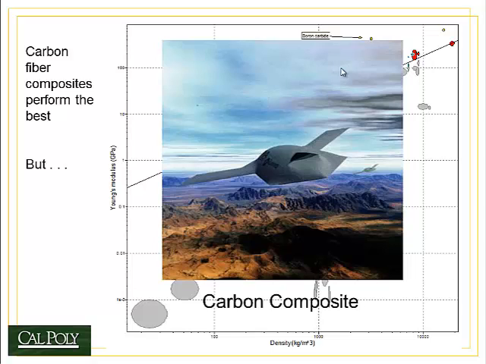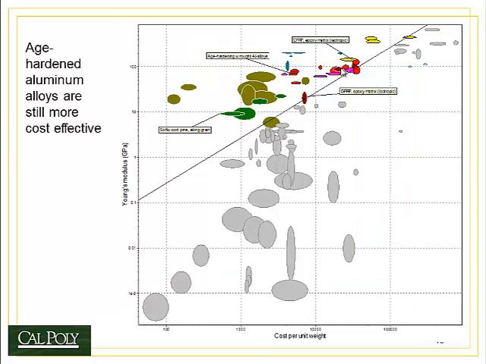But here's the problem: carbon composite is very expensive. So if instead we plotted the Young's modulus versus the cost per unit weight, we'd be able to see that a better material, age-hardened wrought aluminum alloys, now stands out as one of the best materials, and carbon fiber composite, which is back here, now is less good than even pine.